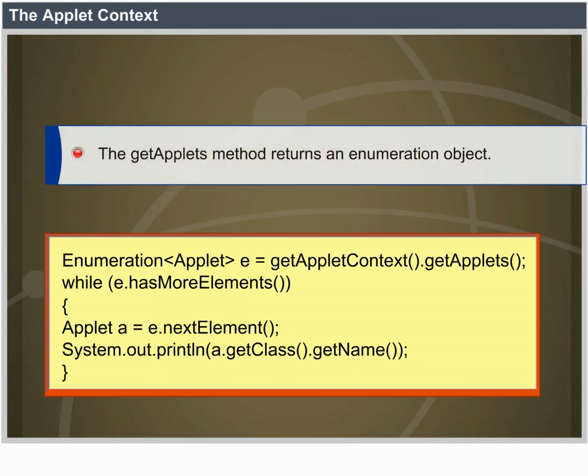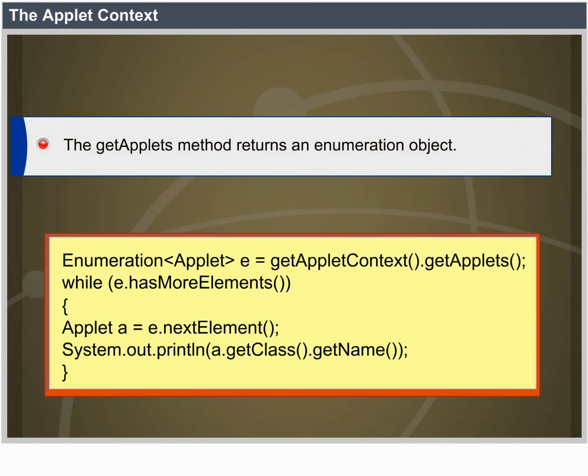attribute. The getApplets method returns an enumeration object. Enumeration e equal to getAppletContext.getApplets. While e.hasMoreElements, applet a equal to e.nextElement, System.out.println of a.getClass.getName.